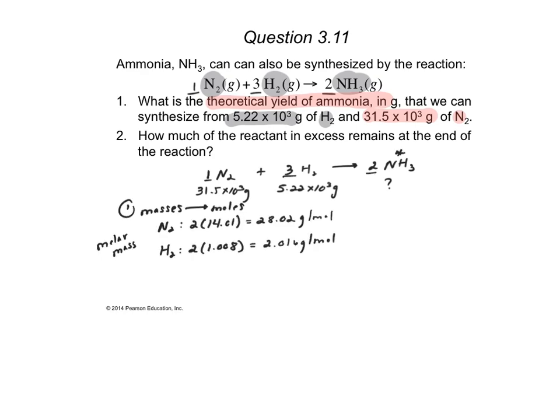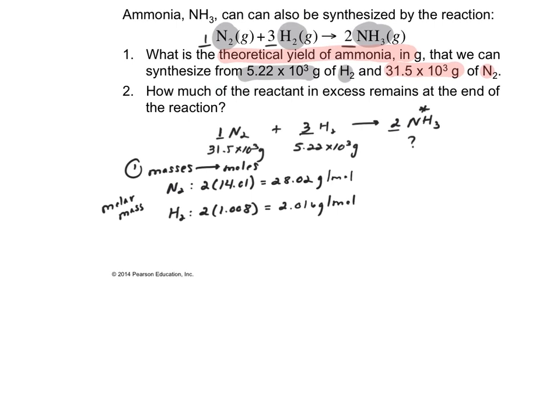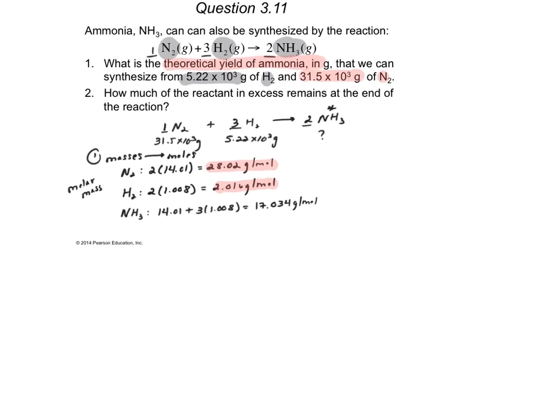I'm also going to do ammonia because we're going to have to use it eventually anyway. We get 1 nitrogen, which is 14.01, plus 3 times hydrogen, which is 3 times 1.008. That gives us 17.034 grams per mole. Now, for the first part of this problem, figuring out the theoretical yield of ammonia, we're first going to start with our 2 reactants. We have their molar masses now.